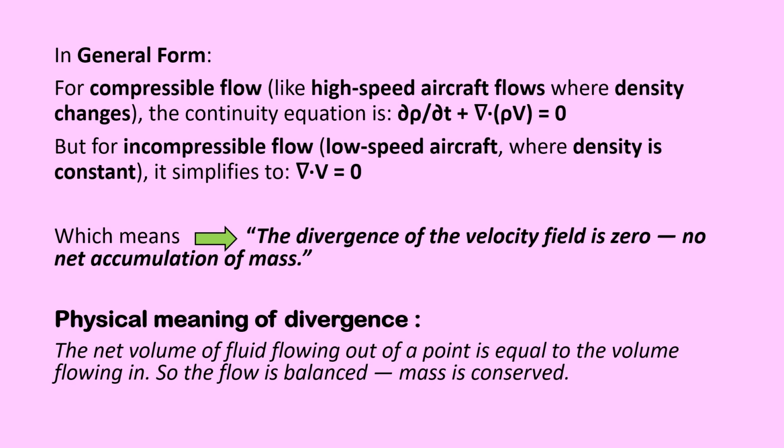The physical meaning of divergence is that the net volume of fluid flowing out of a point is equal to the volume flowing in, so that the flow is balanced and the mass is conserved.